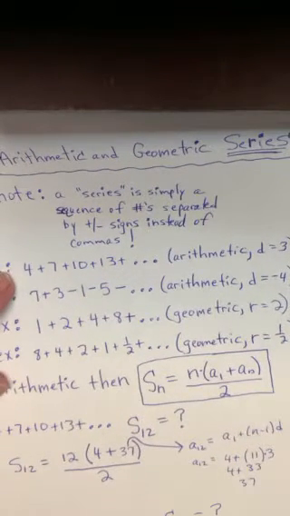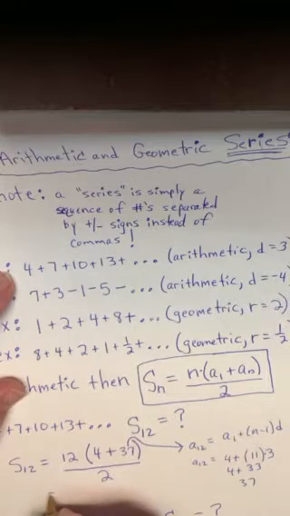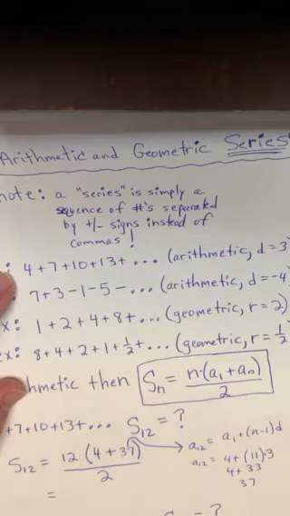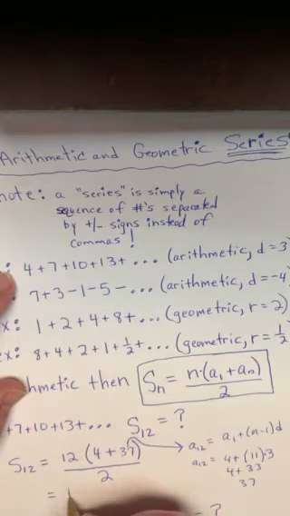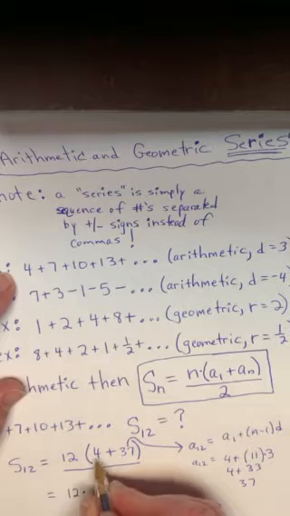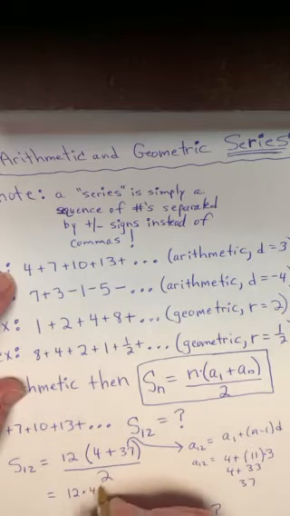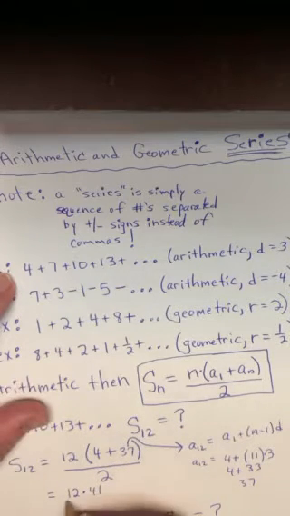So to calculate this and get the sum of the first 12 numbers, here's what you're always taught: do what's in parentheses first. So I've got 12 times the quantity 4 plus 37, which is 41, all over 2.